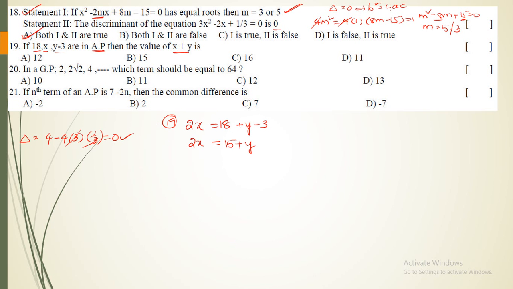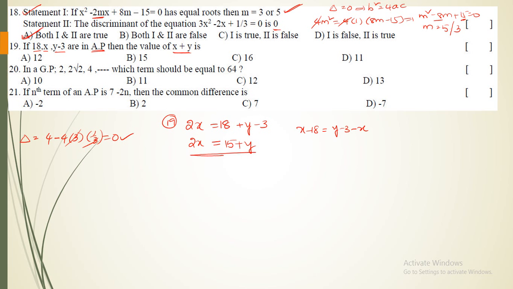But what did he ask? The x plus y value. Now one more thing. We know that the common difference is equal. So from this, I can say x minus 18 is equal to y minus 3 minus x. From this I am going to get the same thing.